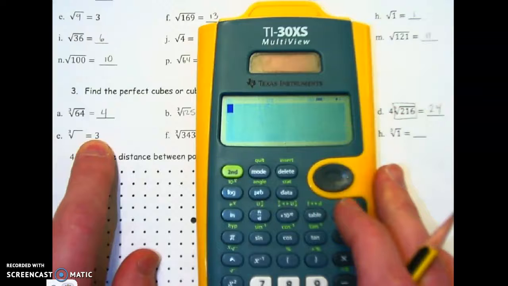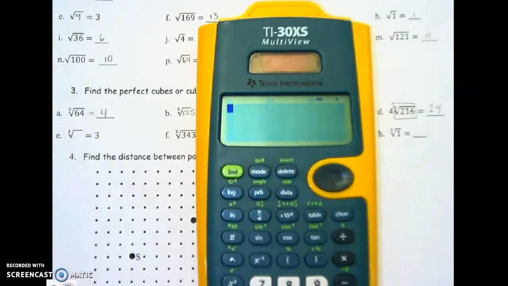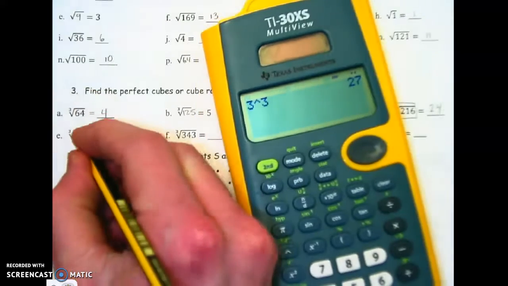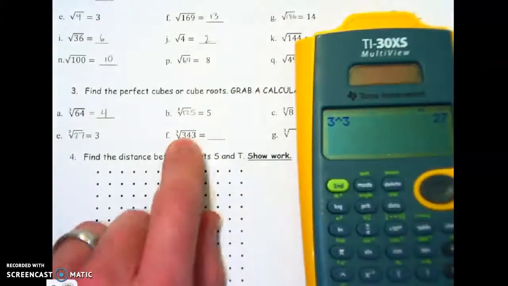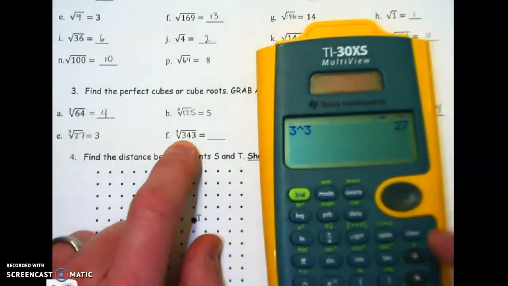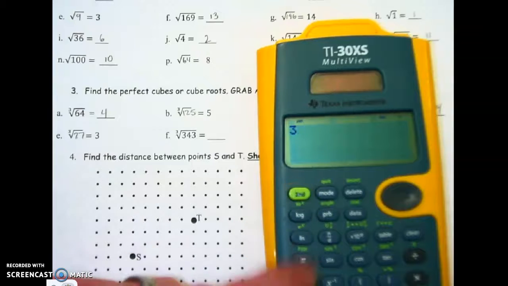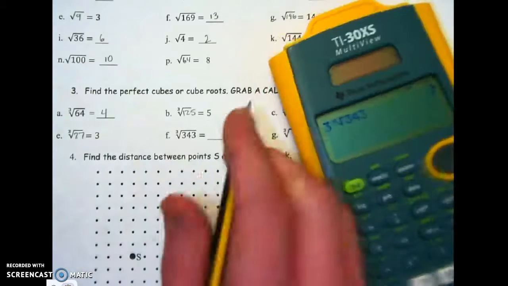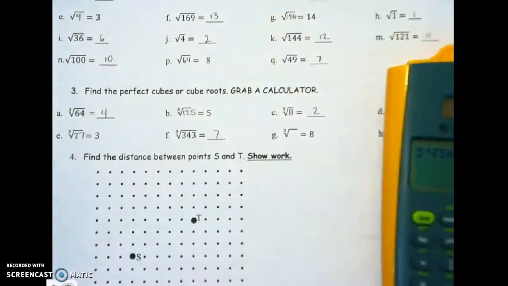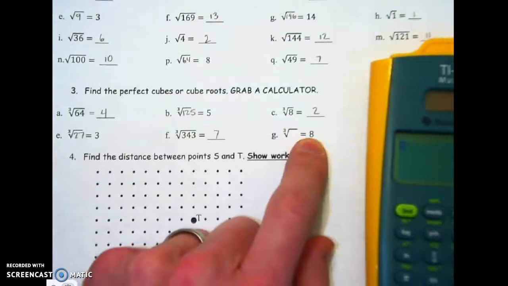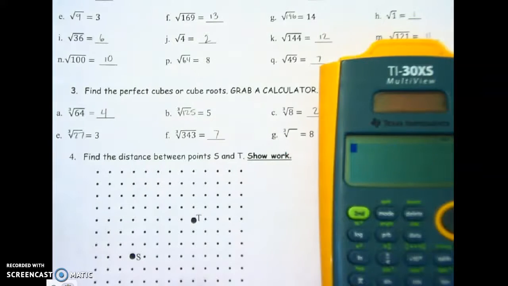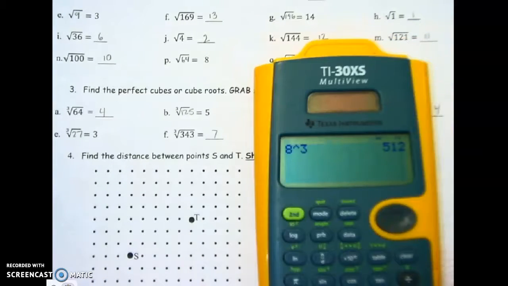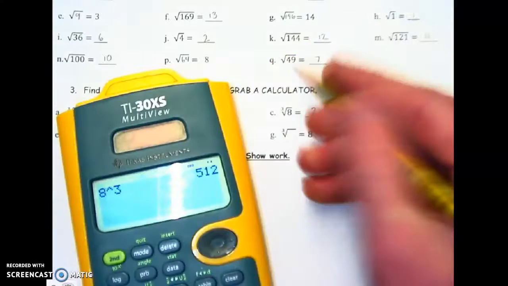Alright, so next one is 3 cubed to get back to the cube root. So 3 to the 3rd power, 27. Taking the cube root of 343, so 3, second, up arrow, 343. That's 7. Let's do 8 cubed to get back to the cube root. 8, up arrow, 3 gets us 512.